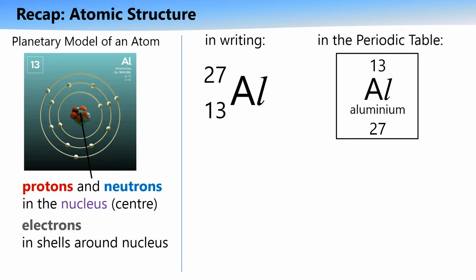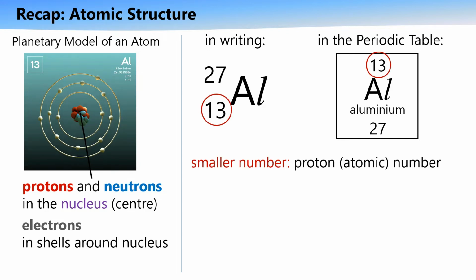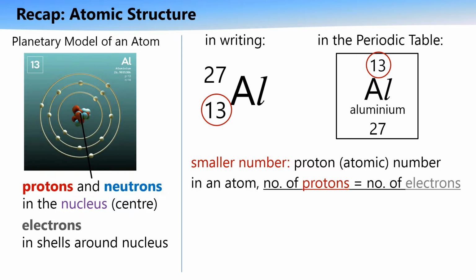This kind of representation will tell you the number of protons, neutrons, and electrons in the aluminium atom. So what do you remember from this topic? What does each number represent? If you look at the smaller number, it is known as the proton or atomic number. And in an atom, the number of protons is equal to the number of electrons. So in this case, aluminium will have 13 protons and 13 electrons.